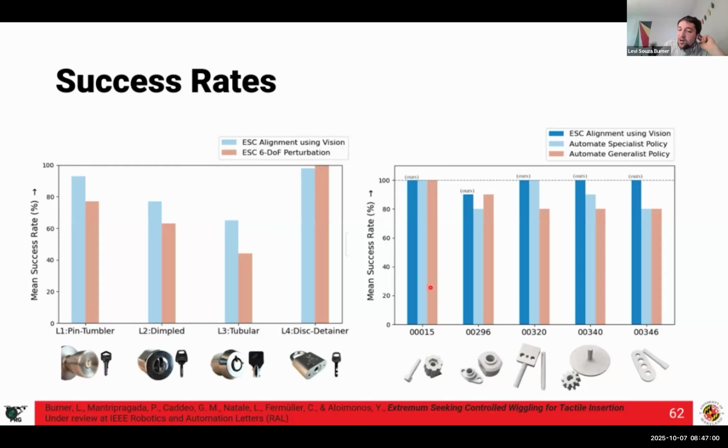We also tested on a benchmark that is often used to test reinforcement learning algorithms for insertion. We got almost 100%. We missed one trial out of 50, while the competing method, the baseline method, which is a reinforcement learning algorithm trained on these specific objects, got much lower scores. So we think we found a principle here for insertion.